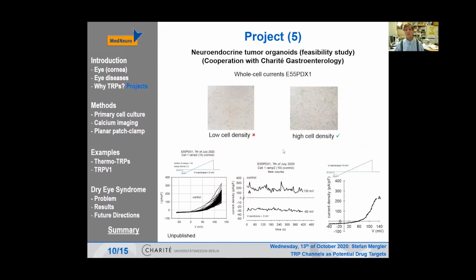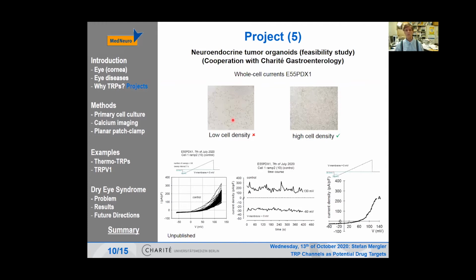Another project, this is only a feasibility study in the beginning. It's not supported so far, a cooperation with the Charité gastroenterology. We try to investigate so-called tumor organoids, which are 3D cell culture investigations. And kindly a colleague of the group in the gastroenterology provided some cells. She prepared a drop of this cell suspension here.